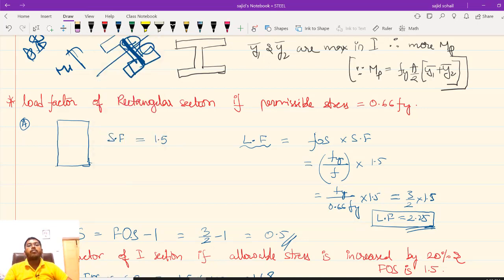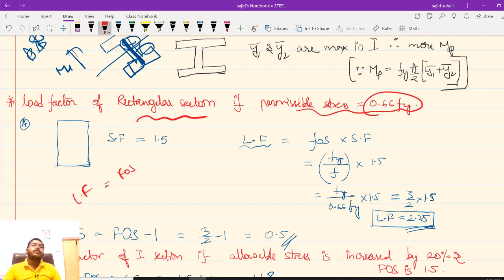So, load factor of a rectangular section if the permissible stress is 0.66 Fy. So he is asking what is the load factor. I know the load factor formula is very simple. That is factor of safety into shape factor. Shape factor of a rectangular section, question में ही दे दिया है. शेप फैक्टर कितना बन जाएगा? 1.5. Factor of safety into shape factor.